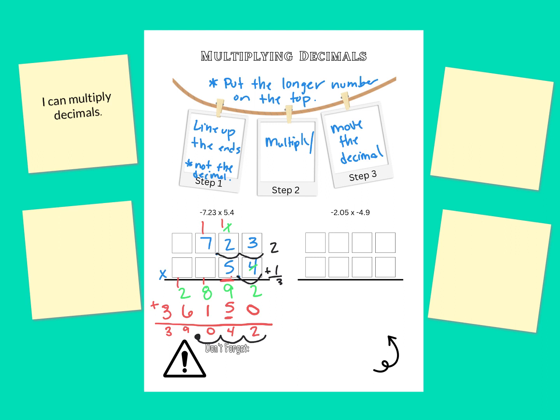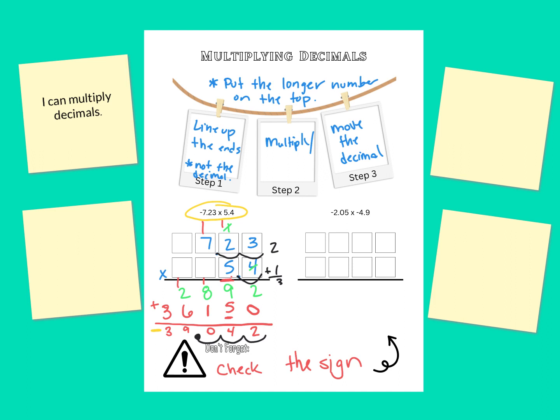It says don't forget, we need to check the sign. So I'm noticing up here, 1 positive, 1 negative. Think back to our integer rules. It might help to have those out. When they're different signs, it's going to be negative. So my answer is going to be negative 39.042.